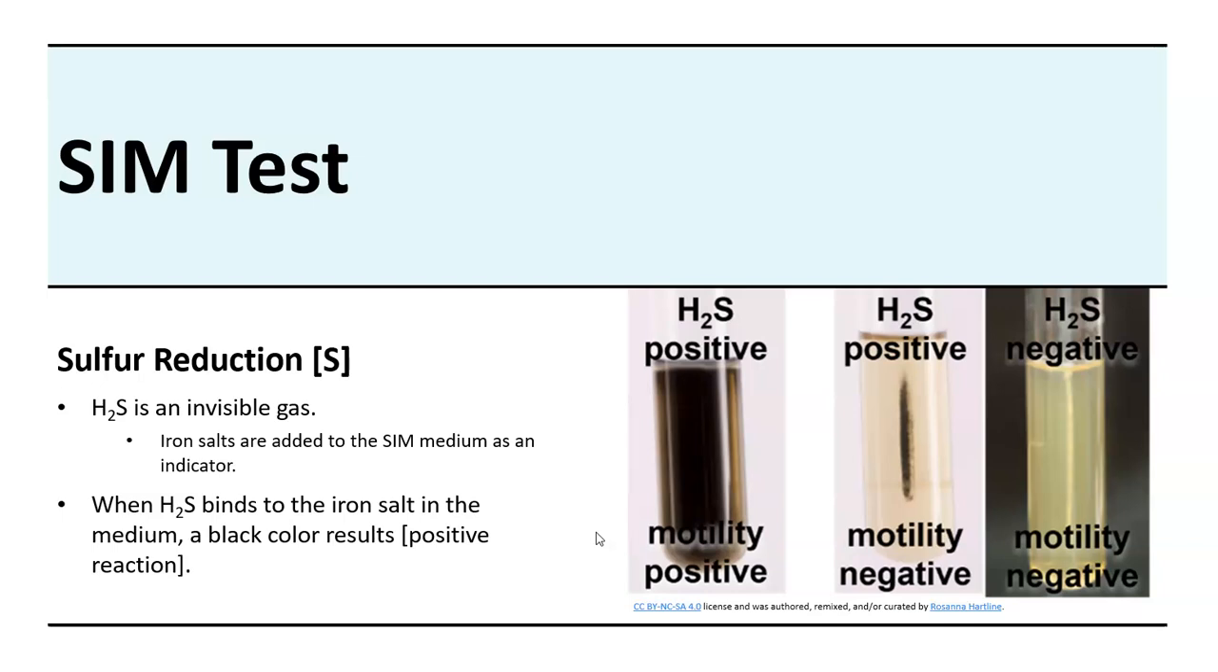So how we would know that sulfur is reduced and then ultimately hydrogen sulfide is produced is we would see a black discoloration. So if your test tube turns black, typically 24 hours after inoculation, that's a sign that there is a presence of hydrogen sulfide. However, if it's still all clear, that is an indication that hydrogen sulfide is not present and that sulfur was not reduced.